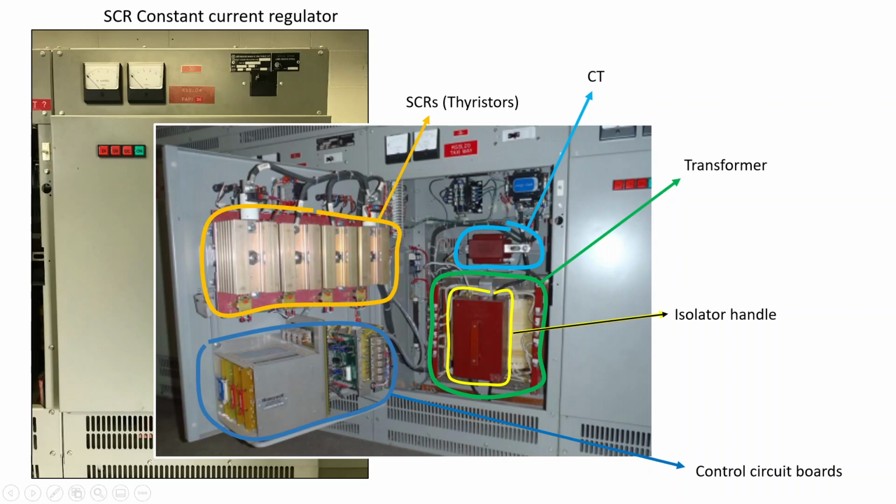At the top is a CT, and this is how the system gauges how much current is actually flowing in the airfield lighting circuit. In behind, we have a transformer, and on the very front, we have something called an isolator handle, which we'll talk about in a few moments.